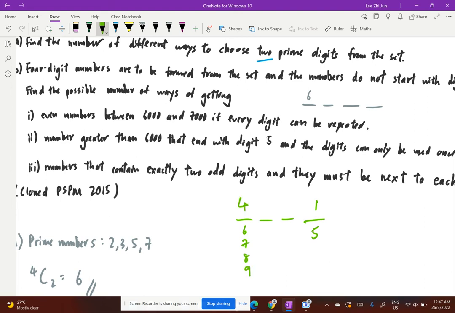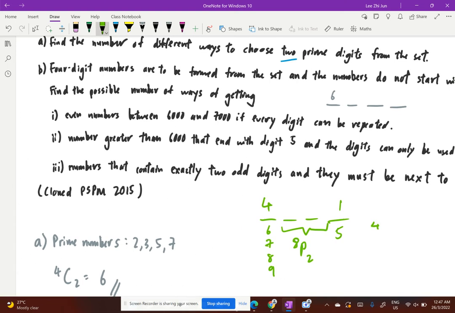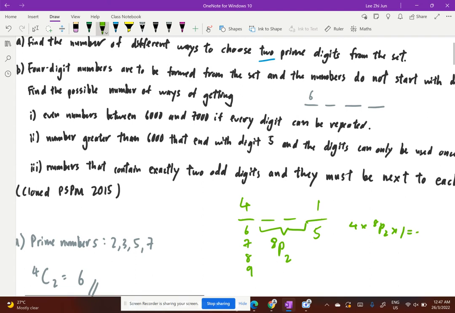Therefore, here I use one digit, here is one digit, so I have 8 digits left. Here are 2 columns left, so from 8 digits, I pick 2 and arrange them, so 8P2. So my answer will be 4 times 8P2 times 1, so I will get 224.